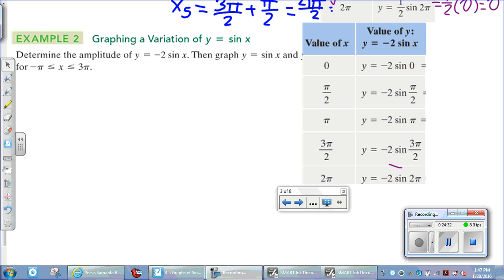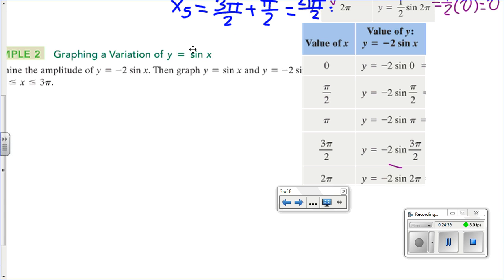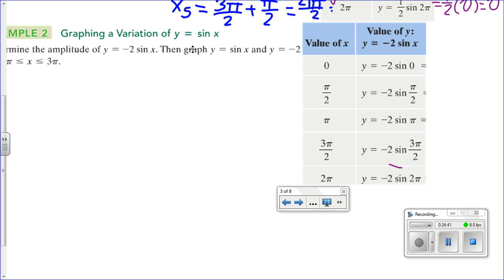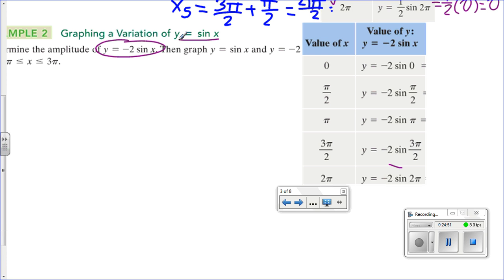All right, moving on to example 2. That's going to be the function that you guys see here. So, if you notice, what is different from the parent function that we see here? The coefficient, right? That -2. And so the amplitude is going to be a little different. So the amplitude will be the absolute value of -2, which is 2.